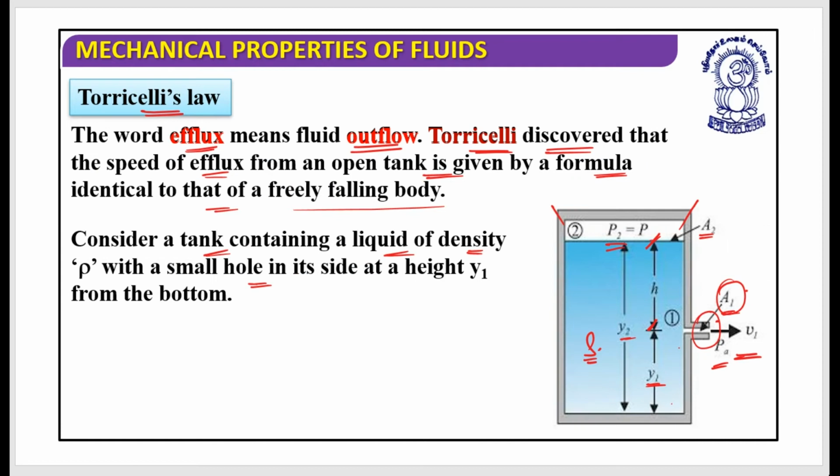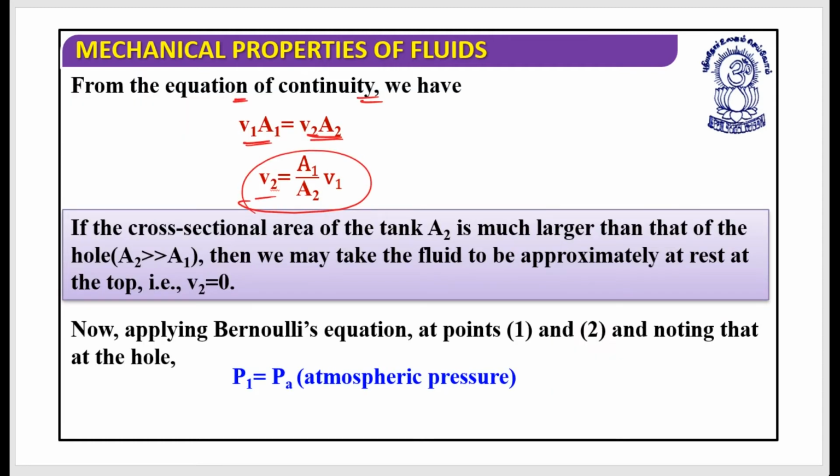Now, as I understand, after the observation that A2 is much greater than A1, as you can see, this is the area of the base of the tank, and this is the area of the hole. So A2 is much greater than A1, and as A2 is much greater than A1, this V2 would be approximately 0, because the top of the layer is considered approximately at rest.